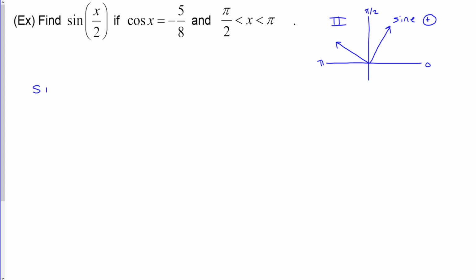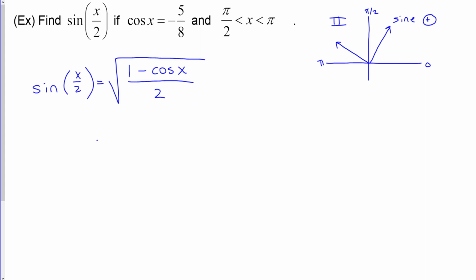So sine of x over 2. Let's see what the formula tells us to do. So we're choosing the positive. We've already discussed that. So the square root of 1 minus cosine x, divided by 2. Well, we actually already know what cosine x is. We just need to plug things in. So this is going to be the square root of 1 minus negative 5/8, over 2.